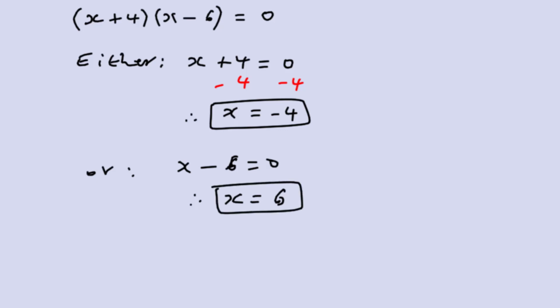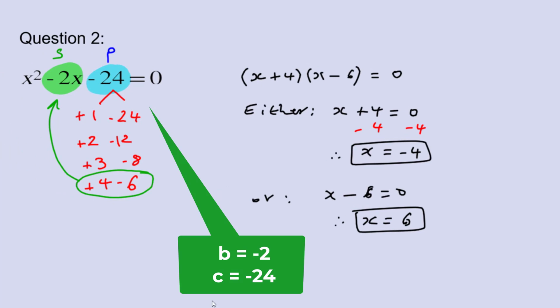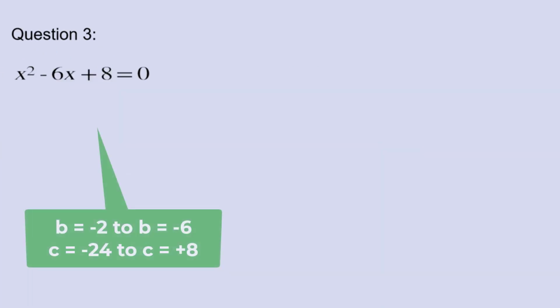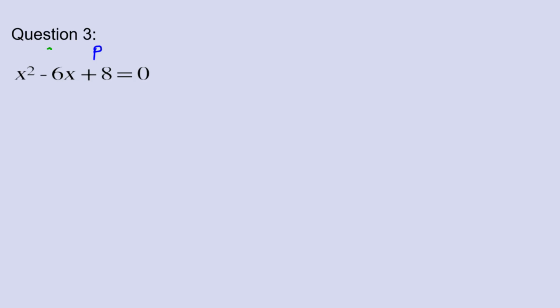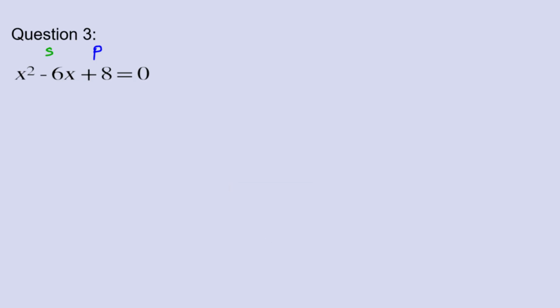Now I'm going to look at the third example, where we change again the signs of b and c. Notice in the previous case b is minus 2, c is minus 24. In our next example, b is still negative, but c is positive. So b is minus 6, and the product c is plus 8. We're looking for two numbers that multiply to give plus 8 and add together to give minus 6.